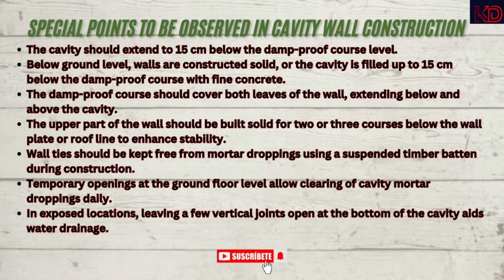Then the fifth, and now the sixth point is temporary openings at the ground floor level to allow clearing of cavity mortar droppings daily. In exposed locations, leaving a few vertical joints open at the bottom of the cavity adds water drainage.